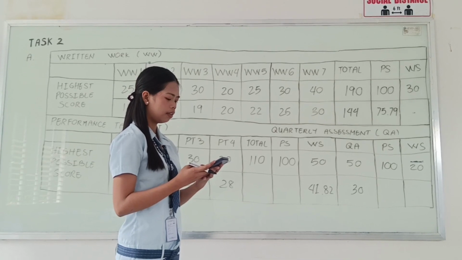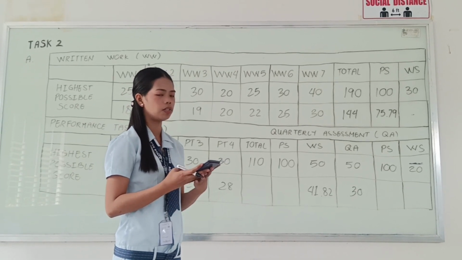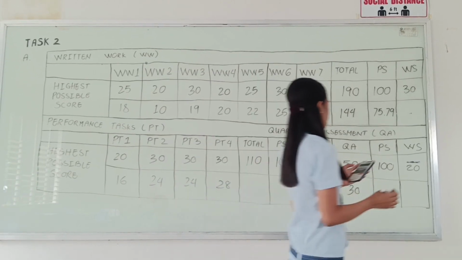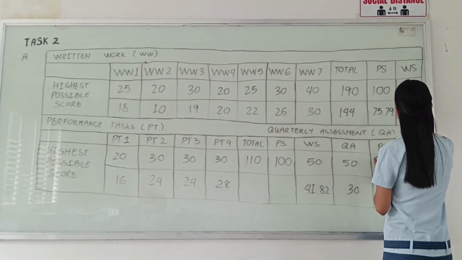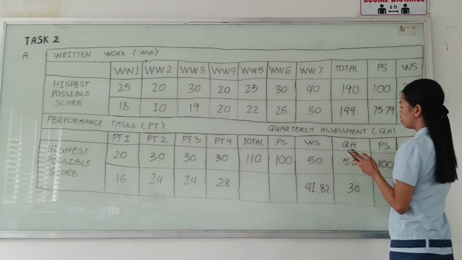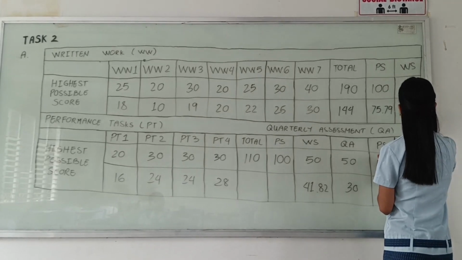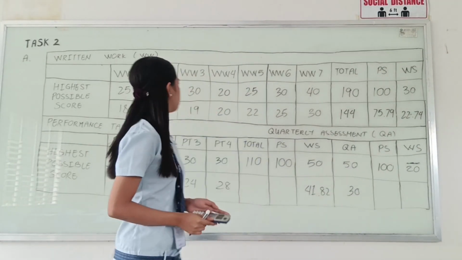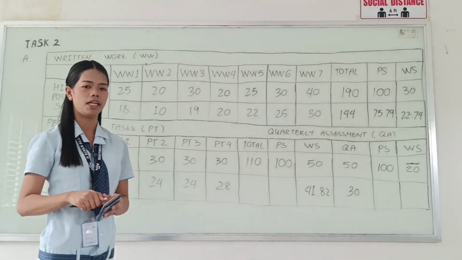Percentage score times 0.30, which is the weight, so we have 22.73. So we're going to round up 73 to 74. So these are the calculated written works of Ms. Marie.